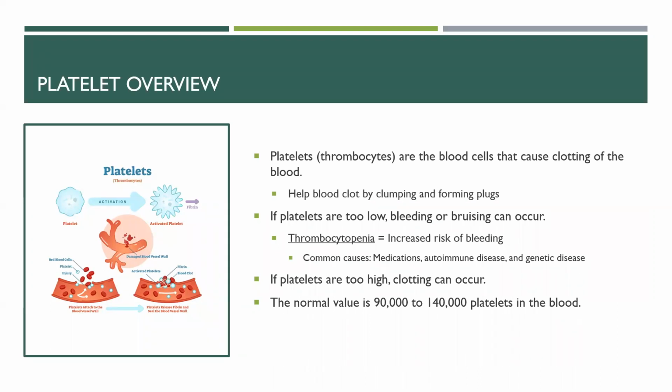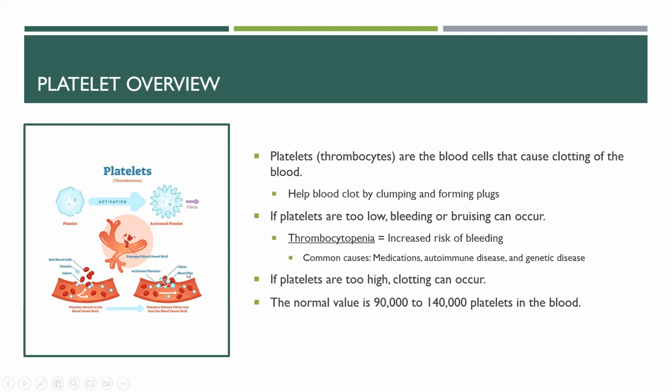Platelets are also called thrombocytes. Thrombo basically just means platelets. So whenever you see thrombocytes, what you're thinking of are platelets. And these are blood cells that cause clotting of the blood. They help blood clot by clumping and forming plugs.